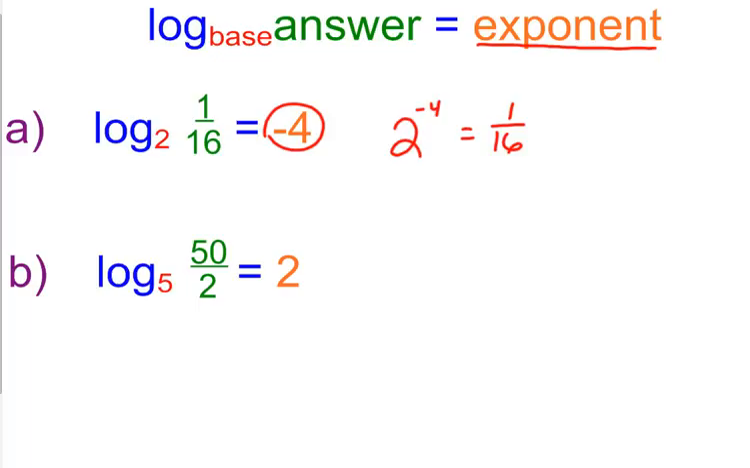So I want you to try B quick. Hopefully you got 5 squared equals 50 halves. If you're wondering whether you should write that as 5 squared equals 25, that's okay also, if you wanted to reduce that fraction, because we wouldn't normally leave it like that. You could. So there's me moving from logarithmic form to exponential.